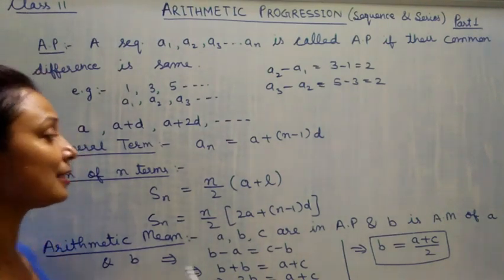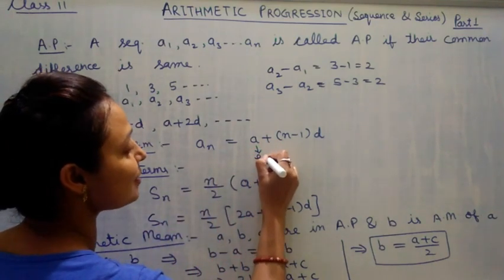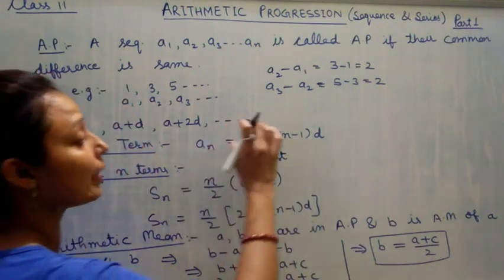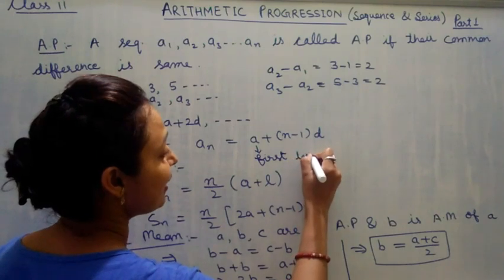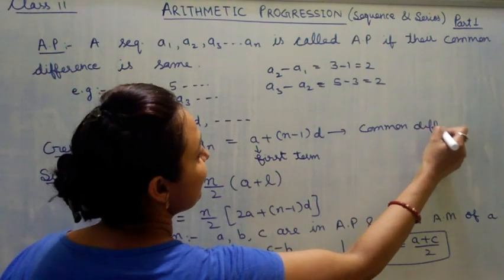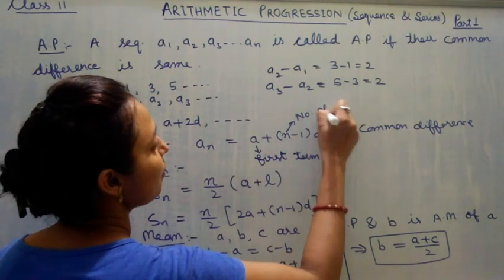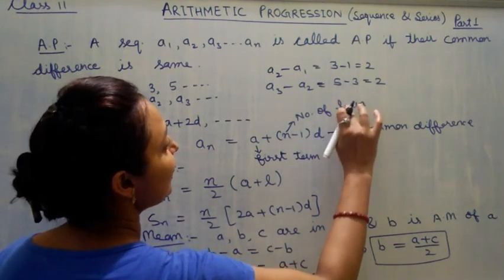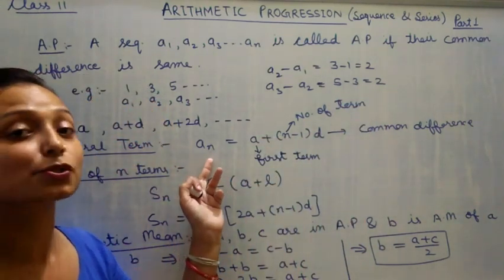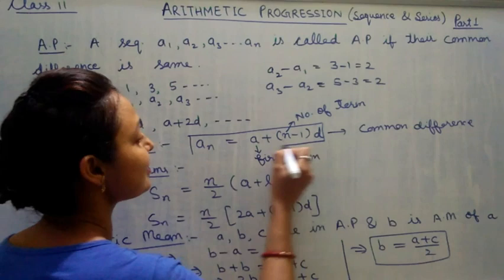We have done in class 10 the general term of an AP. What is the general term? The nth term is a plus n minus 1 d. A is said to be the first term. D is the common difference, you all have done in class 10. This is the common difference and this is the number of terms. So this is the formula for finding the general term. If you want to find a2, then you can put the value of n, that is 2. If you want to find a3, according to this general formula, I will find each and every term.